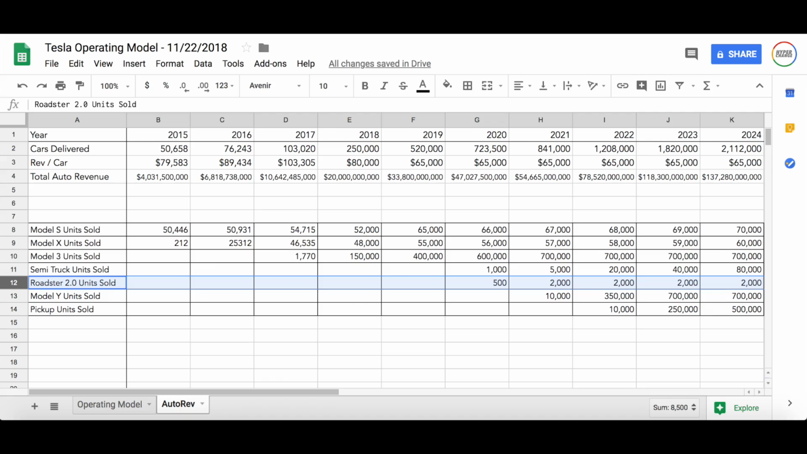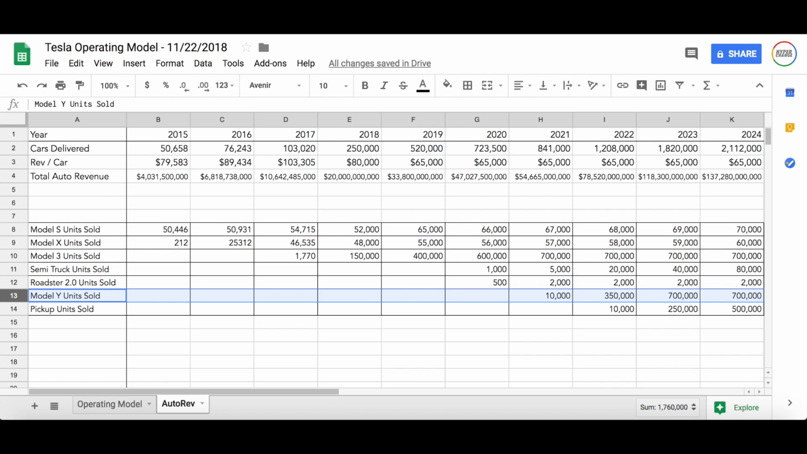I also decreased my deliveries of the Roadster in 2020 from 1,000 units to 500. Not that big of a difference, but that is what it is. Then going forward to 2021, I have the deliveries of the Model Y starting. So this is probably the biggest thing happening in my model there. I didn't actually change the Model Y timeline.